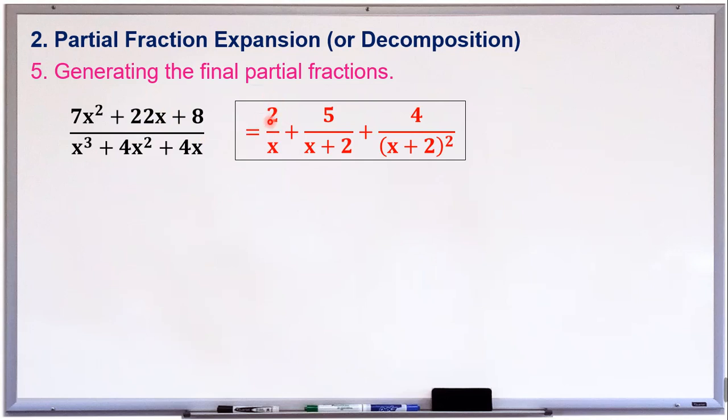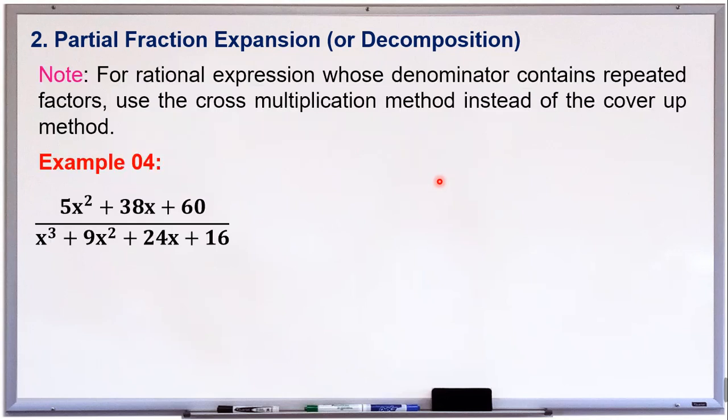Okay, so let's have another example. So this one, we're going to apply the cross multiplication method. By inspection, the degree of the expression in the numerator is already less than the degree of the expression in the denominator. So therefore, we're going to skip the first step, that is performing long division. So we'll go directly to the factoring of the expression in the denominator.